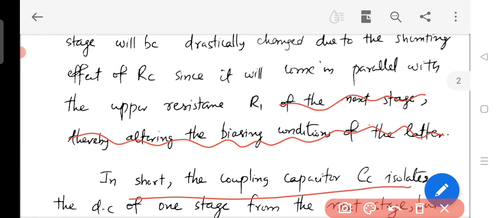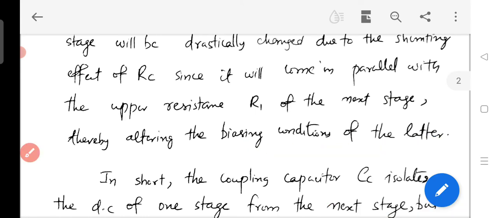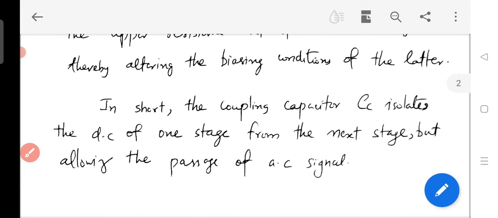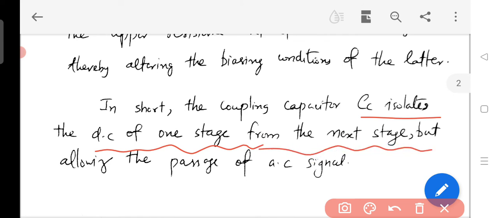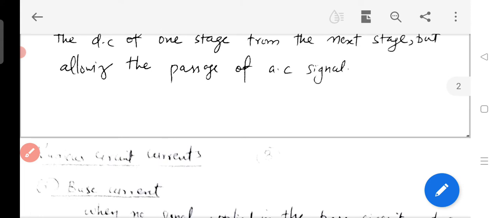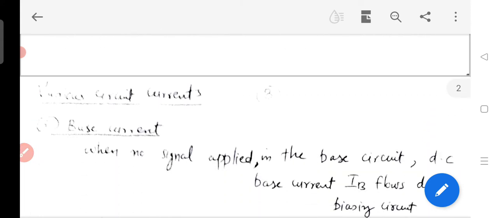the biasing conditions of the second stage, or the next stage. In short, the coupling capacitor isolates the DC of one stage from the next stage, but allows the passage of the AC signal. So the coupling capacitor isolates the DC of one stage from the next stage, but allows the passage of the AC signal. These are the functions of various components used in the amplifier circuit.